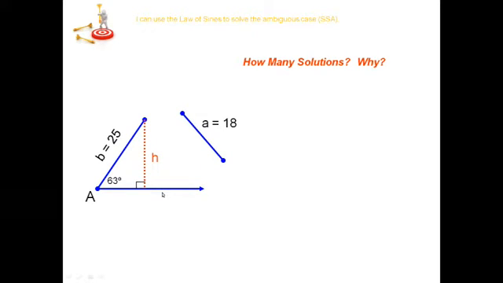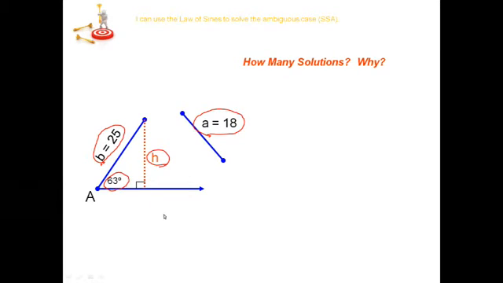Okay, so here's my triangle. I have my angle of 63 degrees. I know this side over here is 25, and I've been given this side a length of 18. Okay, so I'm trying to decide how many triangles I can make. Well, in order for us to make a triangle, my height has to be at least 18. So let's check and see if my height is indeed 18.